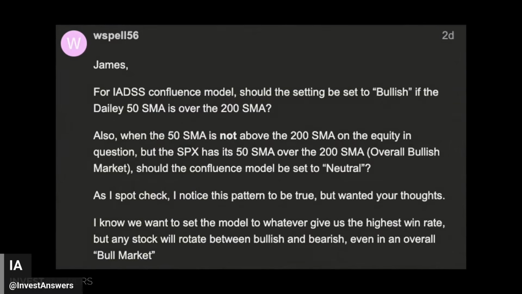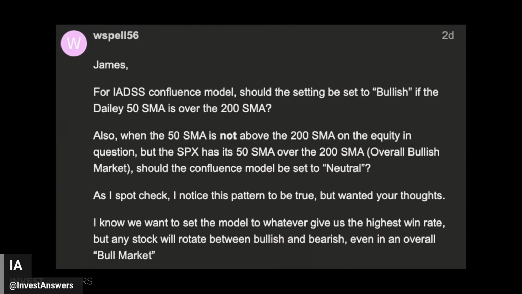For the IDSS Confluence model, should we be setting it to bullish if the daily 50 SMA is over the 200 SMA? Also, when the 50 SMA is not above the 200 SMA on the equity in question, but the S&P 500 has its 50 SMA over the 200 SMA, an overall bullish market, should the Confluence be set to neutral? As I spot check, I notice the pattern to be true, but I wanted your thoughts.